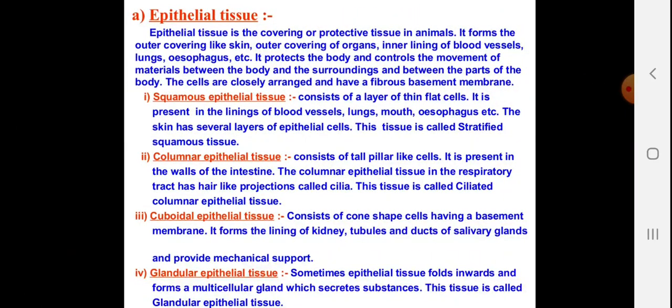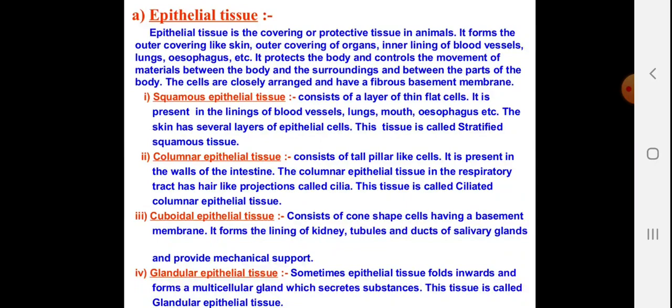Let's talk about the epithelial tissues. Epithelial tissue is a covering or protective tissue in an animal. It forms the outer covering like skin, outer covering of organs, inner lining of blood vessels, lungs, esophagus, which is also called the food pipe, etc. It protects the body and controls the movement of materials between the body and surrounding parts. So mainly it is working for the protection of one organ from another organ.